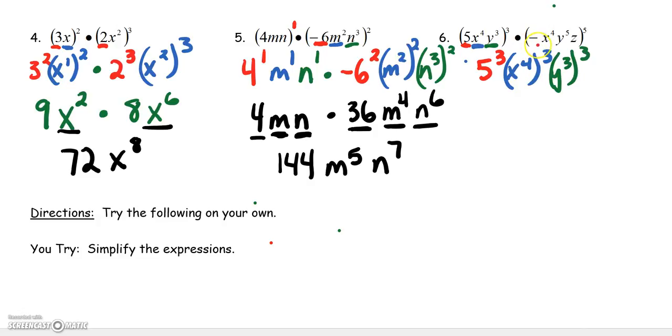We'll do the same thing with the second expression. We've got this negative 1 here, so we'll take negative 1 to the 5th power. We've got x to the 4th to the 5th power. We've got y to the 5th to the 5th power. And finally, we have z to the 5th power.